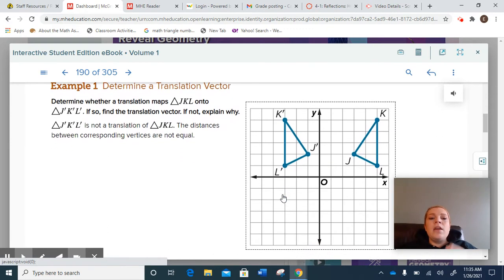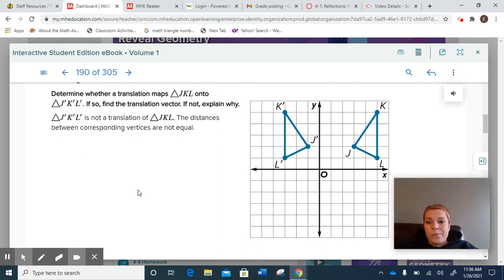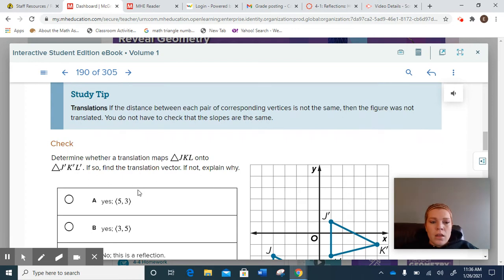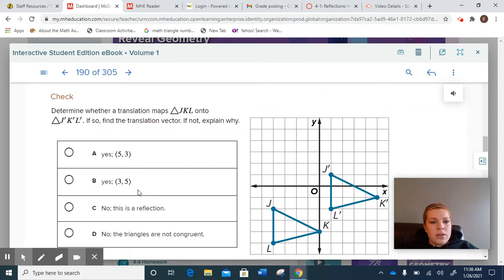It says determine if it's a translation. If so, find the vector. If you look at the beginning, the pre-image, JKL, to our image, you can tell that it is flipped over. In other words, it's not facing the same direction that it started with. So this one is not a translation. It is a reflection. So that one is a no. Let's go to the check.